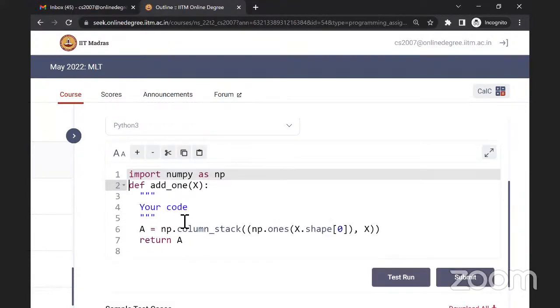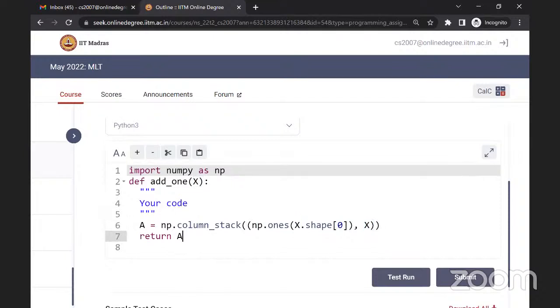Okay, so Sabit has also submitted his answer. Vivek is making use of the column stack function in NumPy. What it does is take the first array that you provide and add it as a column to the next array, and this should be your answer. So I think this should pass.